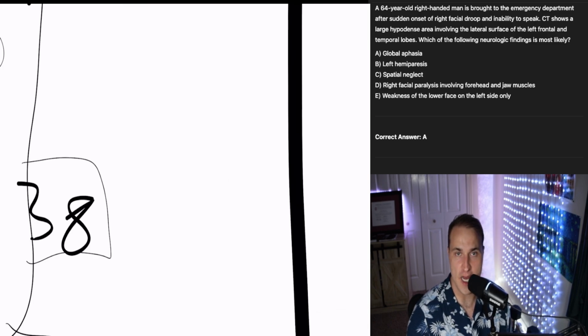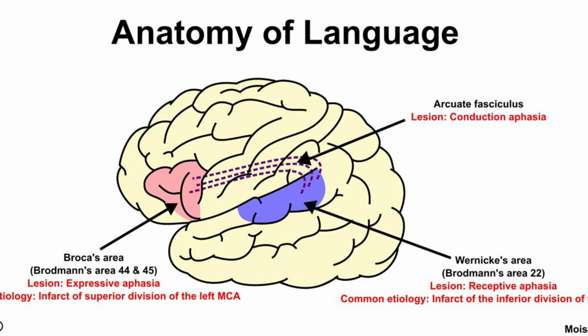So here we have a dominant, usually left, MCA infarct. It's going to affect both Broca's and Wernicke's areas, and that disrupts the speech production and the comprehension. So that's global aphasia. Additional deficits like your right face or arm weakness can also coexist, but the language dysfunction is really the hallmark of that MCA stroke.